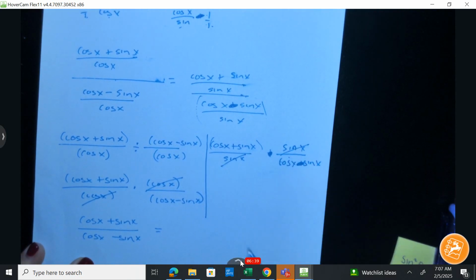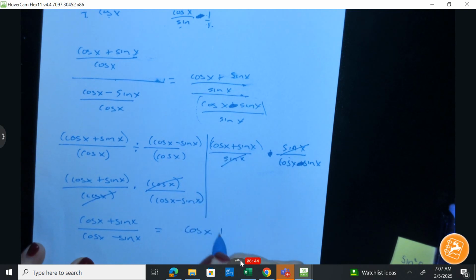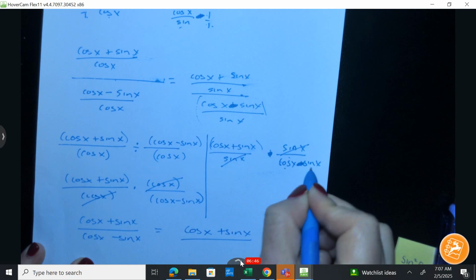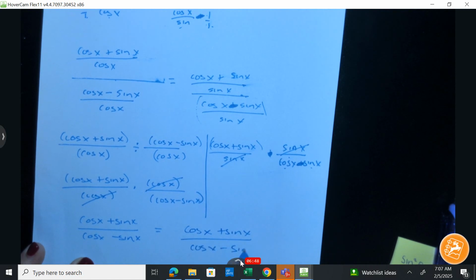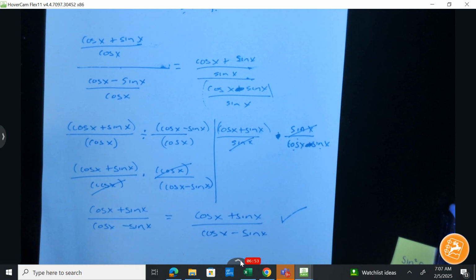Okay, the signs are going to be simplified to 1, and now I have cosine of x plus sine of x in the numerator, and the denominator I have cosine of x minus the sine of x. The left side equals the right side. Let's go on to our next example.